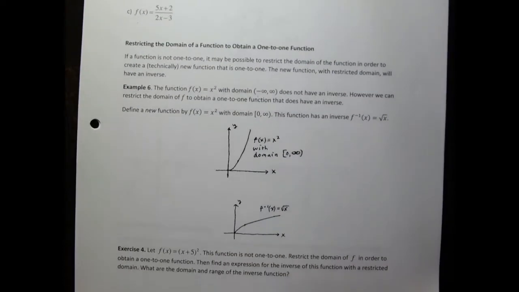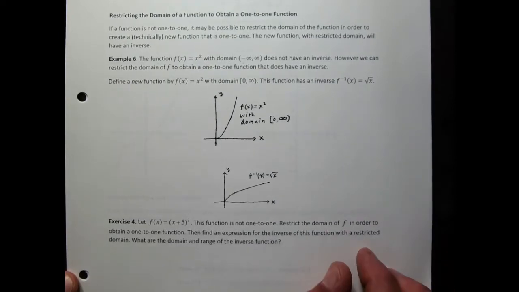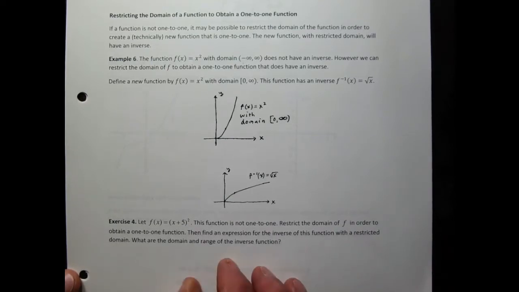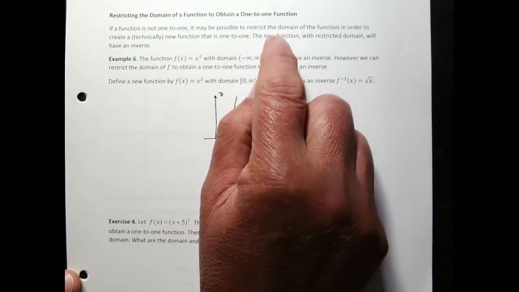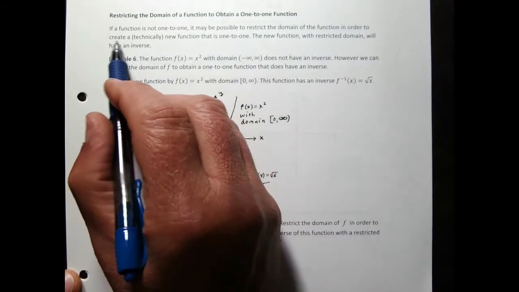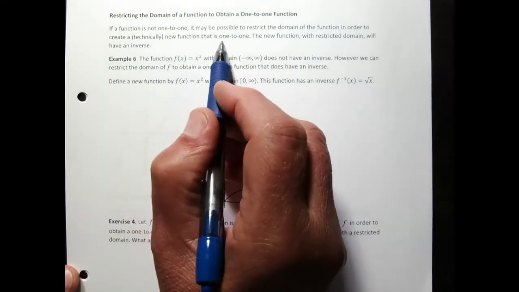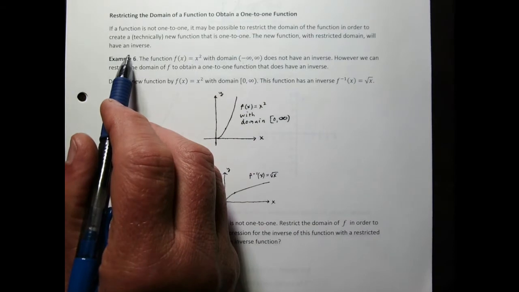We're now going to move on to something called restricting the domain, which is tricky and hard and a little bit subtle. If it's just driving you crazy, I wouldn't worry about it too much, but if you want to get everything down just right, you do have to try to follow this discussion. So here we go. If a function is not one-to-one, it may be possible to restrict the domain of the function in order to create a technically new function that is one-to-one, and the new function with restricted domain will have an inverse.